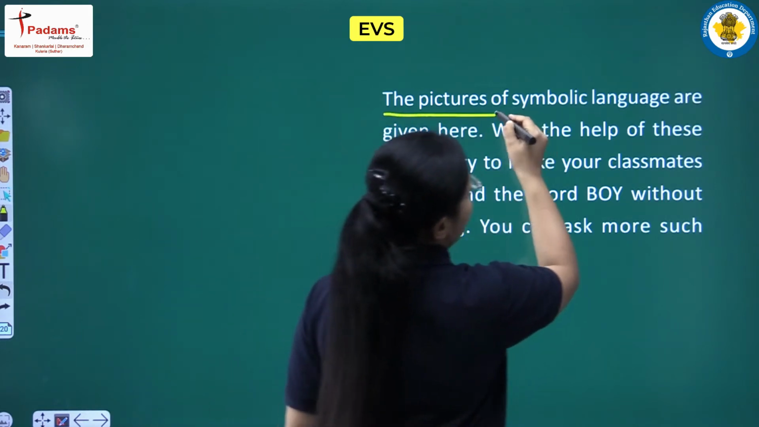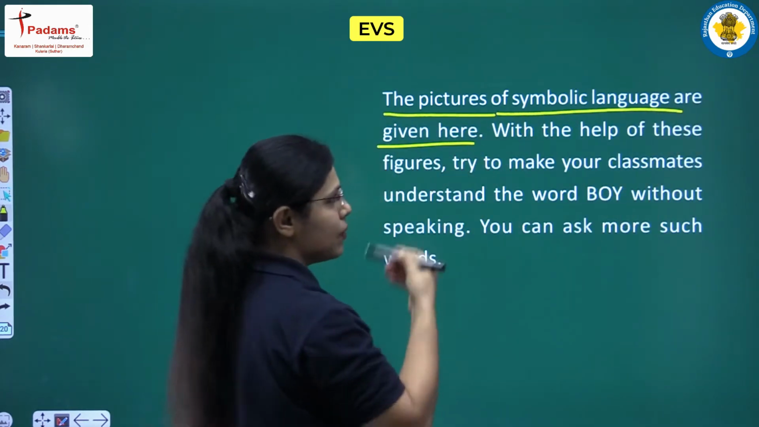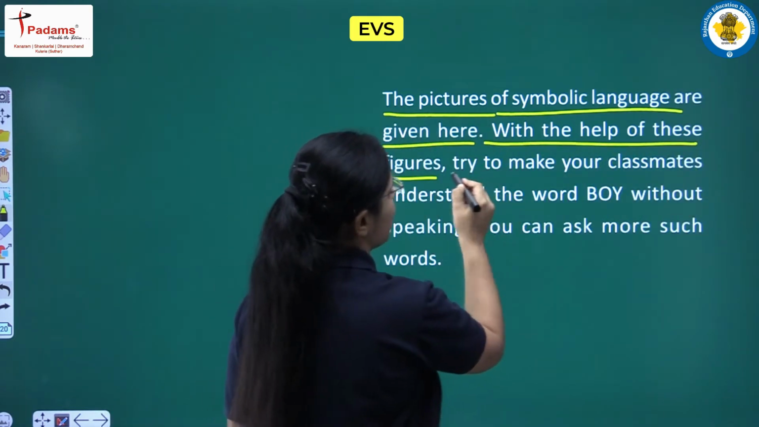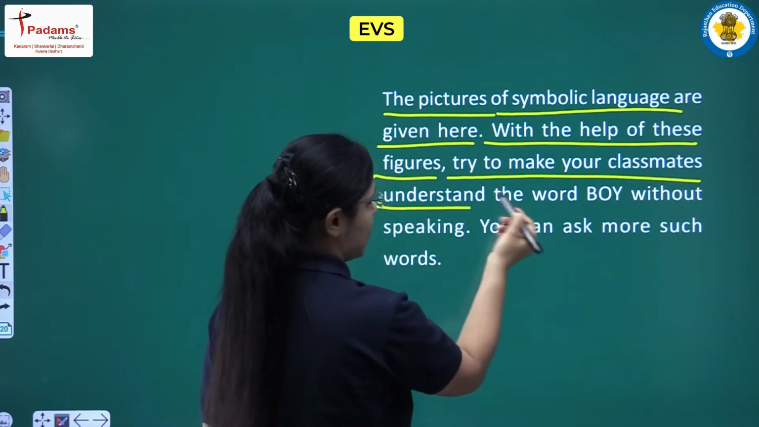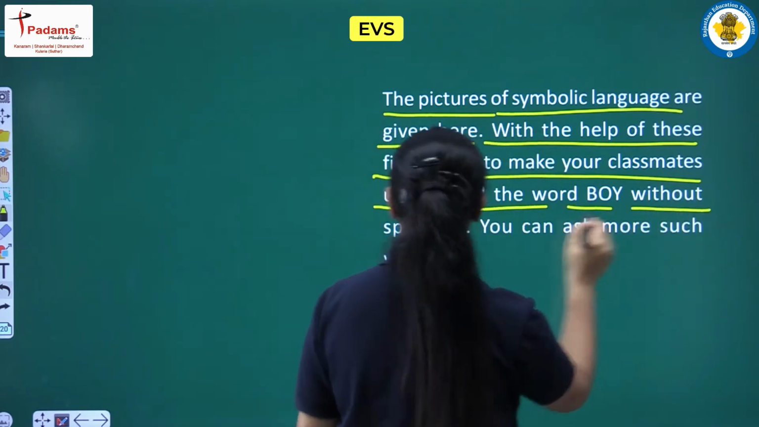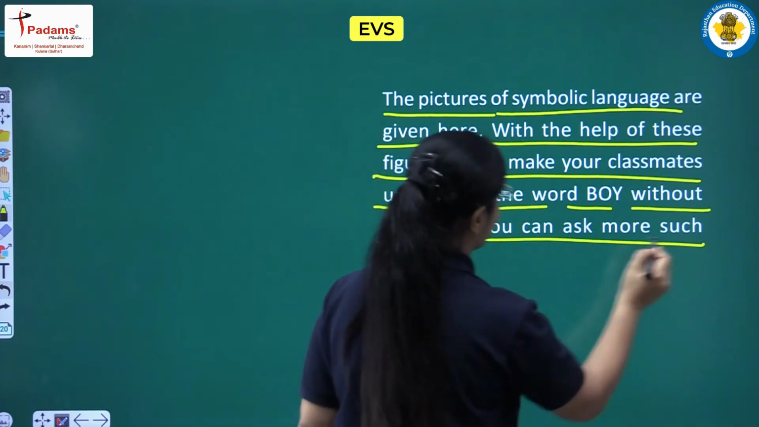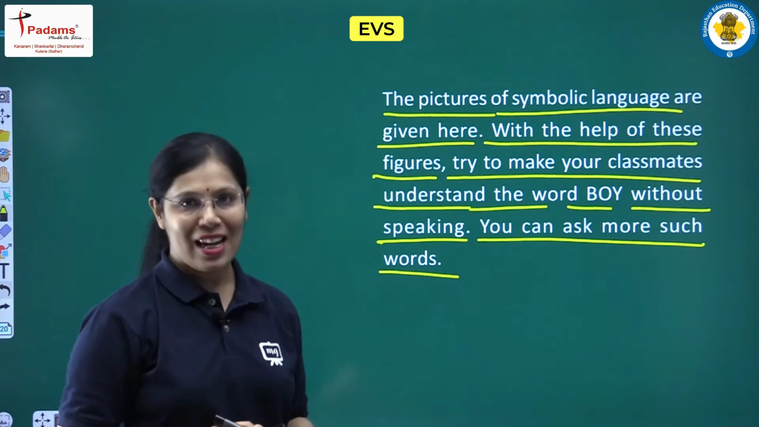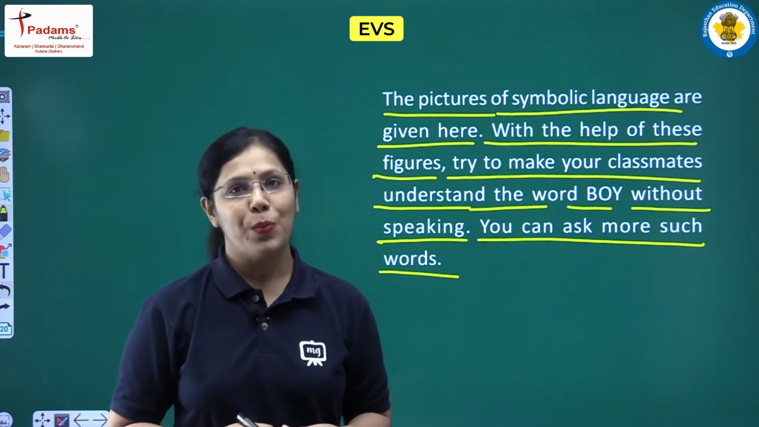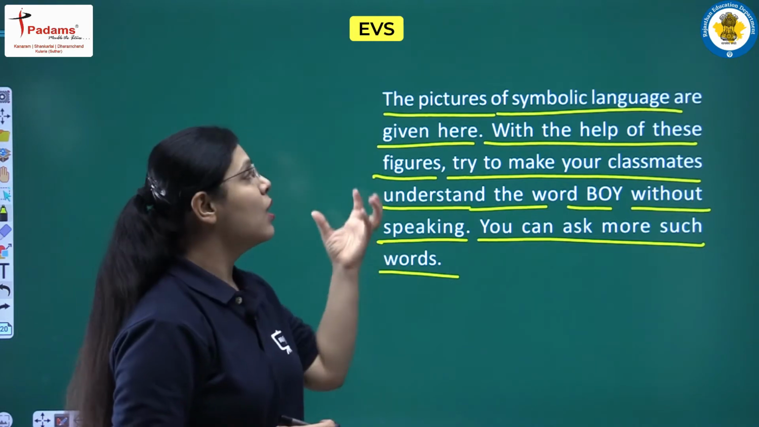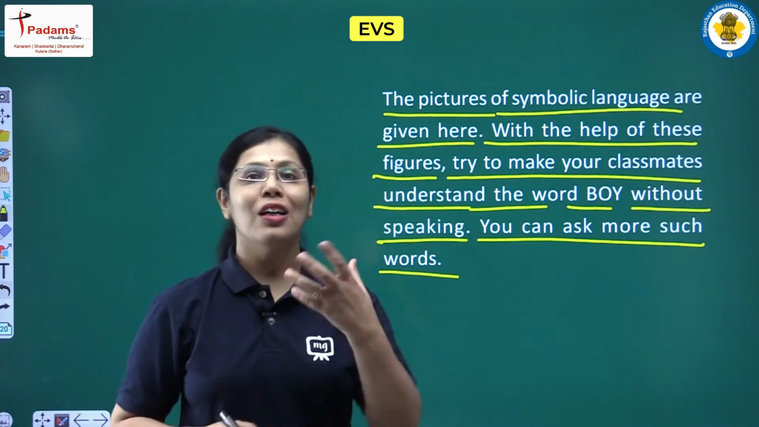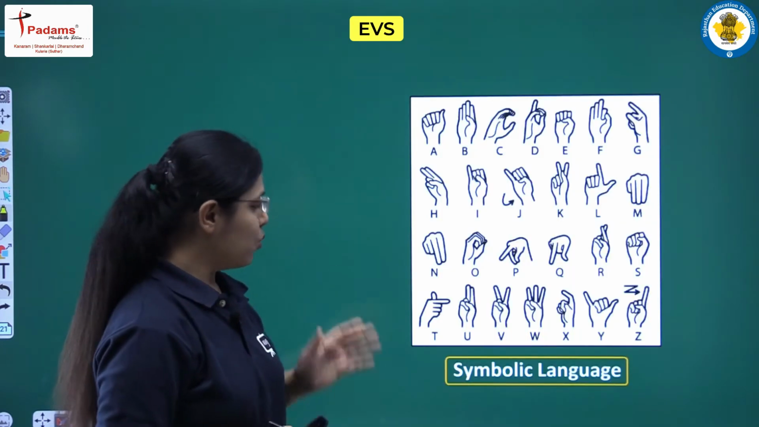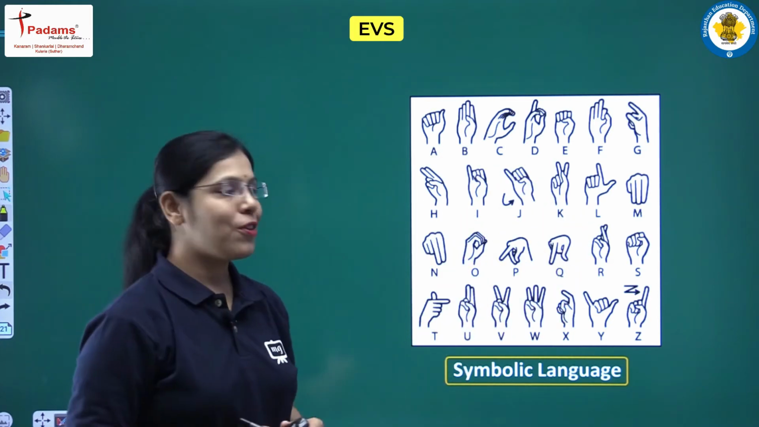The pictures of symbolic languages are given here. We will see them on the next slide. With the help of these figures, try to make your classmates understand the word boy without speaking. You can ask for more such words. So there's a picture on the next slide I'm going to show you. There are specific gestures, specific symbols, which are used for communication in symbolic language. Let's see them. So this is the picture for symbolic language.